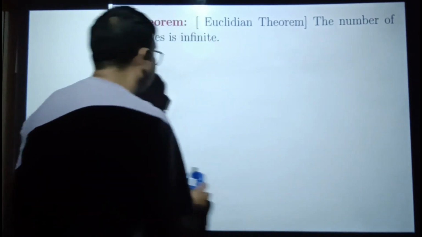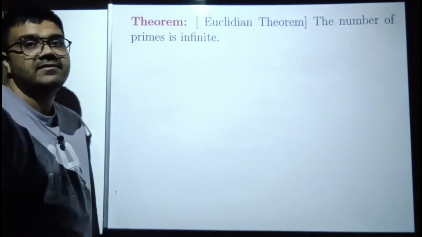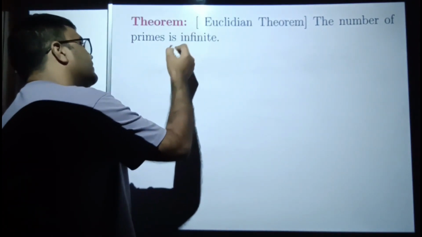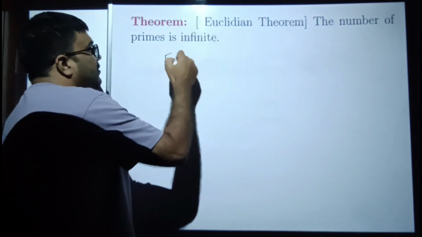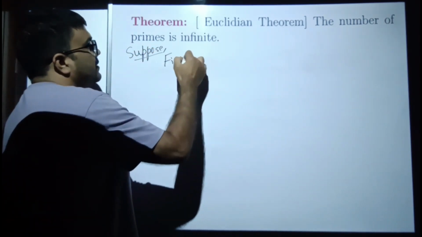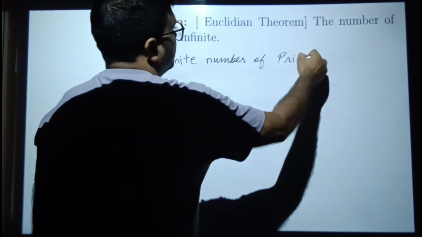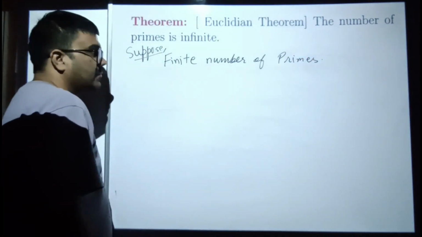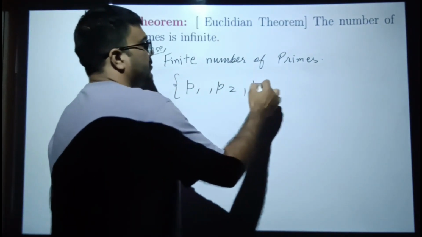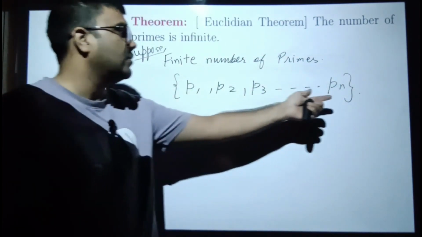Now next we have Euclid's theorem, which states that the number of primes is infinite. To prove this result, suppose we have a finite number of primes. If they are finite, it means the process of counting comes to an end. We write P1, P2, P3, and so on up to Pn. These are the only primes that we have.